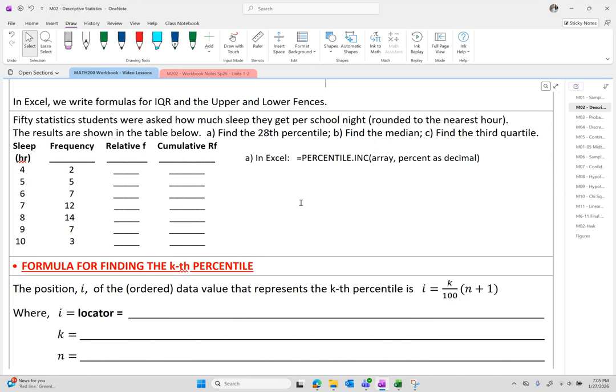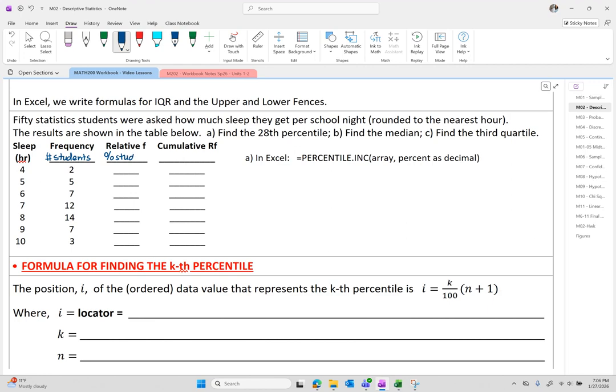The frequency is the number of students who answered that particular value. So 2 students said that they slept 4 hours, 5 students said that they slept 5 hours, 7 students said they slept 6 hours, 12 students said they slept 7 hours, and so on. The relative frequency will be the percent of students.